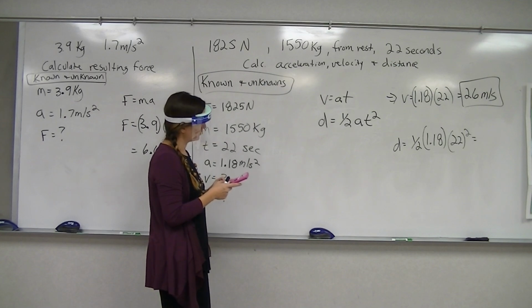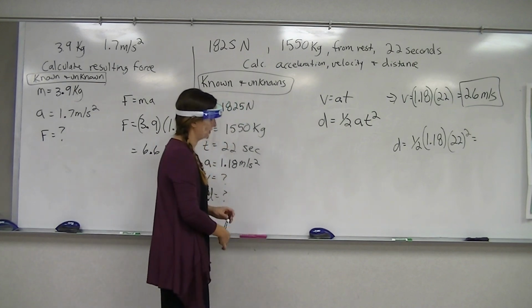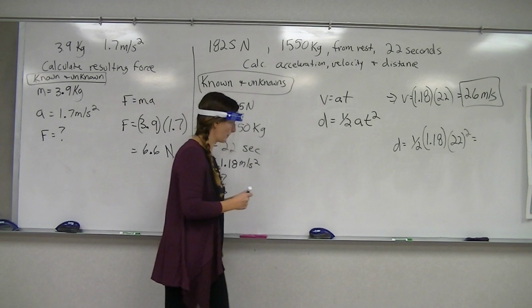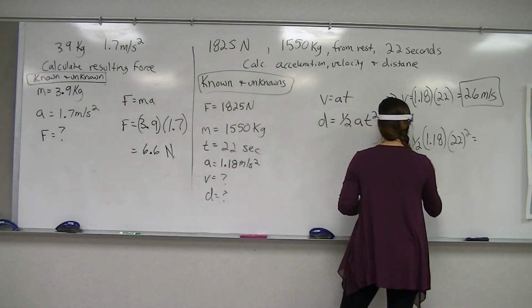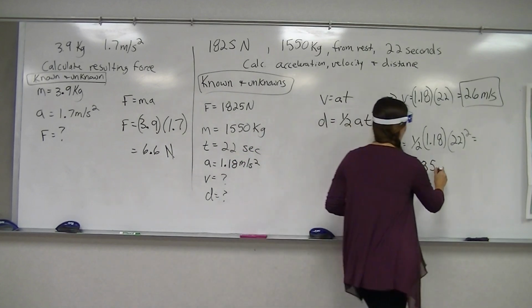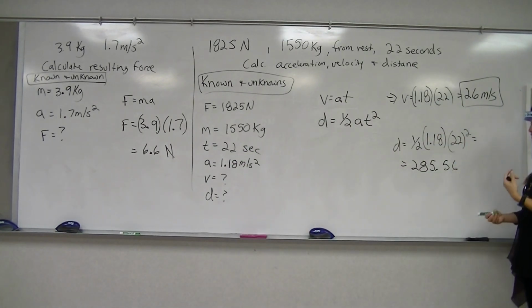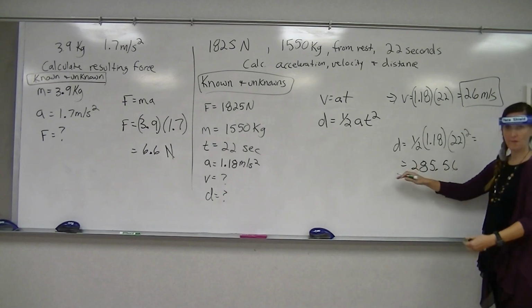So 22 squared times 1.18 times 1/2. Again, we want just 2 sig figs again. So let me show you how this one works. This one's kind of a strange one for 2 sig figs. So this is what my calculator spits out. Okay, but I just said 2 sig figs. So remember, we go from left to right.